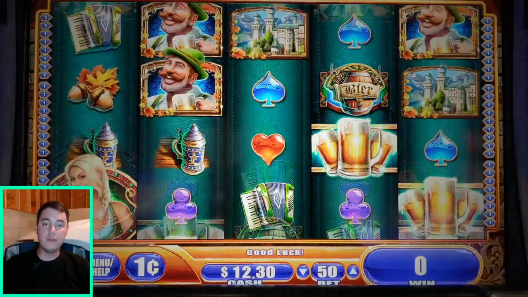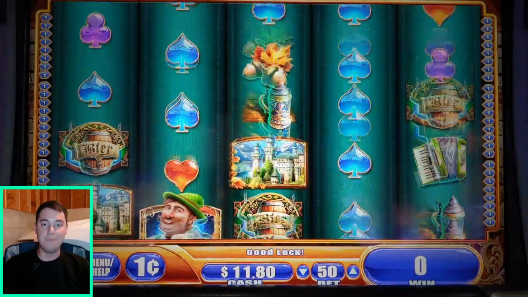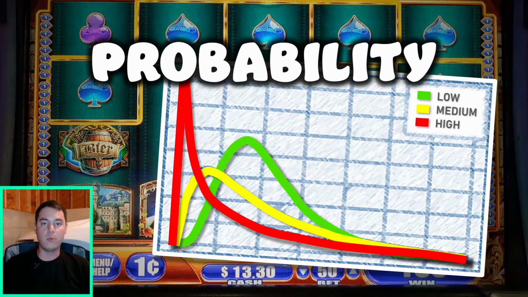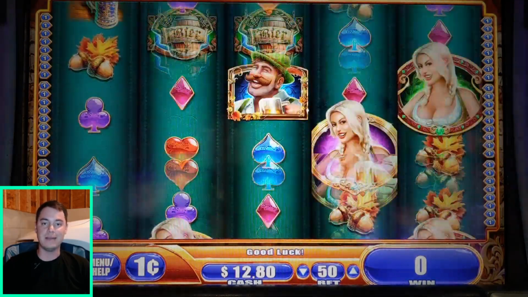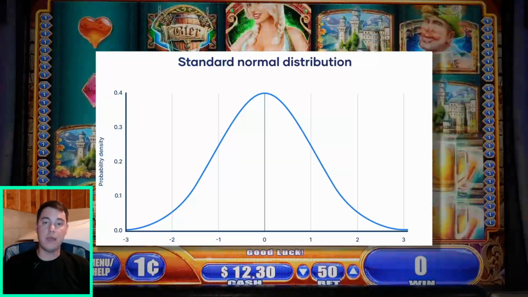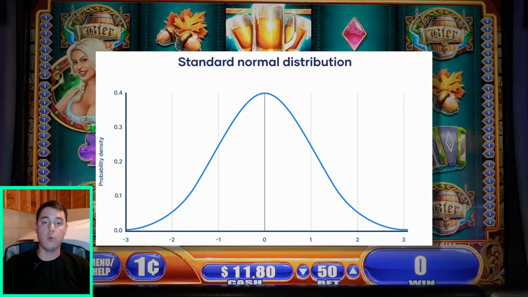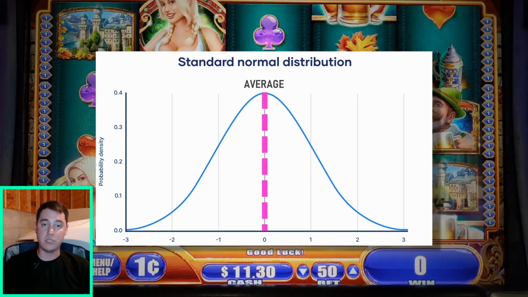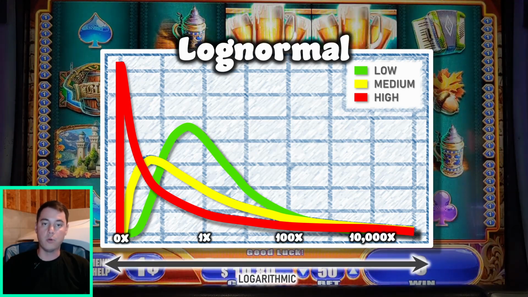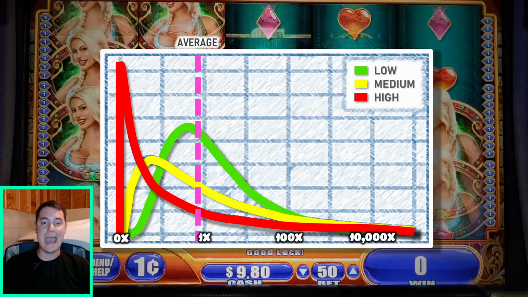So, if we're interested to see what the payout size and frequency looks like over the entire life of the game, we need to talk about probability, and specifically the log normal distribution. Let me explain. My fellow math nerds in the crowd will likely remember the normal distribution, aka the bell curve, and it represents the probability of outcomes around a given mean or average. The log normal distribution is the same thing, but on a logarithmic scale instead of a linear one, but it's still centered around the same average.